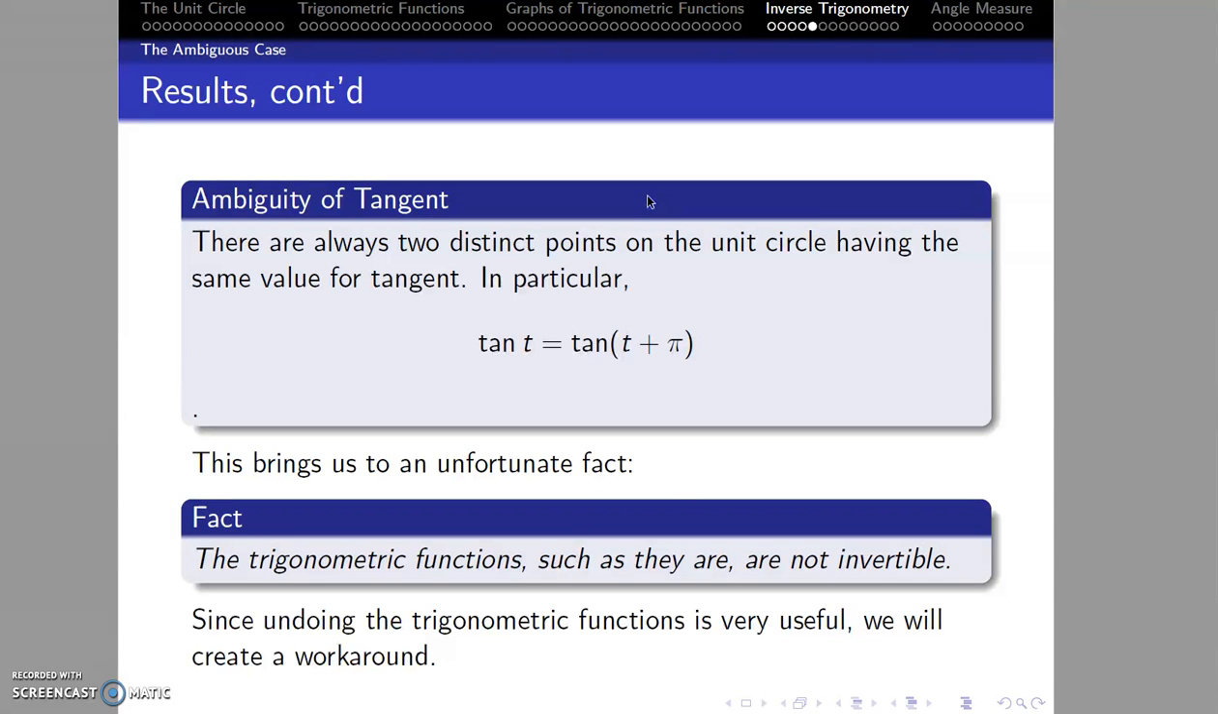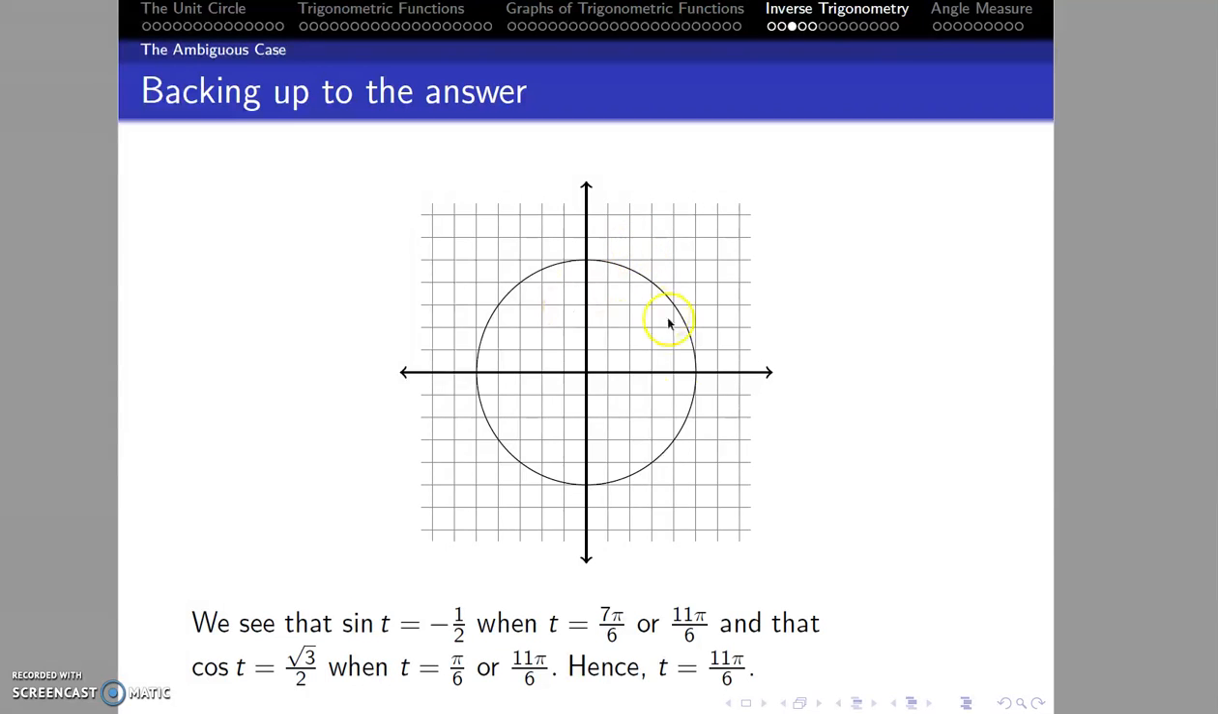For now, though, let me know if there's any questions about this ambiguity that arises on the unit circle. And also, if you still have any lingering concerns about graphing trigonometric functions, let me know about that as well. In our next class, we will get mostly that resolved, and also we'll start to look a little bit into this ambiguous case.